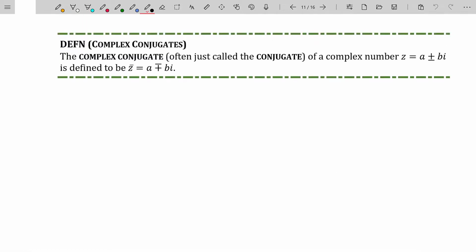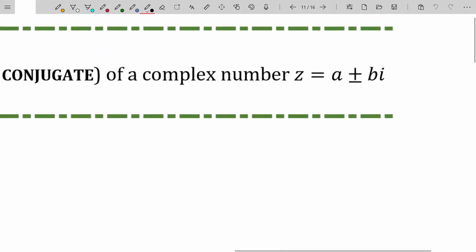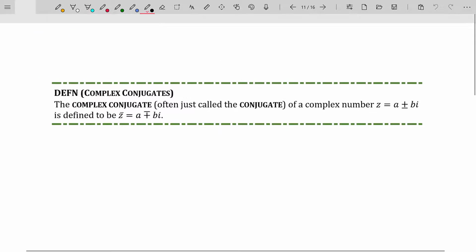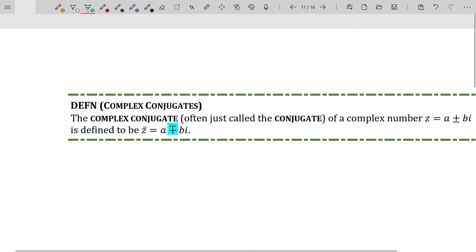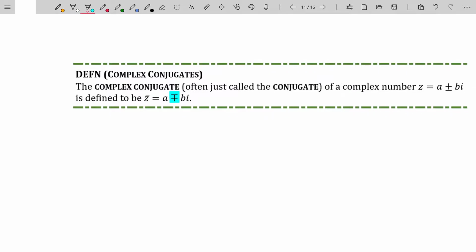And that gets us to this definition of a complex conjugate. Normally, I would just say a conjugate of a plus b is a minus b, and a conjugate of a minus b is a plus b. When we're talking about complex numbers, the same rule applies. It's just that we call them complex conjugates. I often just call them conjugates. But the complex conjugate of a number a plus or minus bi is defined to be a minus or plus bi. In other words, that central addition or subtraction operation gets flipped. If it was addition, it becomes subtraction. If it was subtraction, it becomes addition.